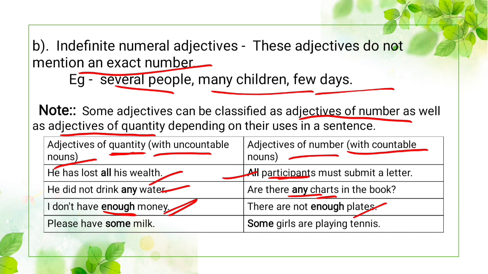Next example is please have some milk. Here we can see that milk is an uncountable noun. So the adjective that is used in the sentence, that is some, will be classified as adjectives of quantity. Next one is some girls are playing tennis. Here we can see that girls are countable noun. So some will be classified as adjectives of number.